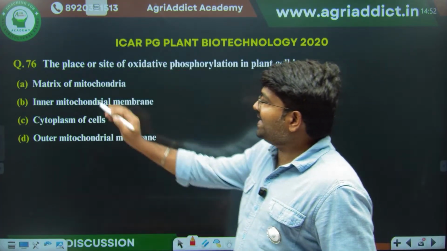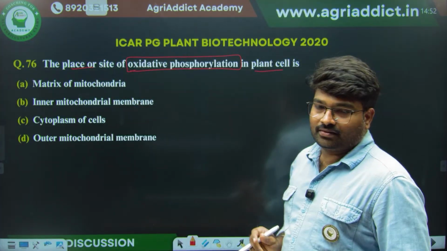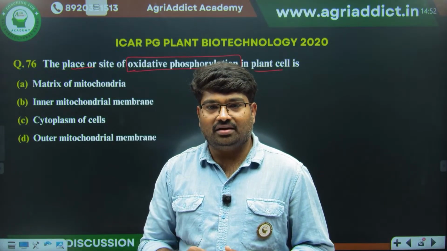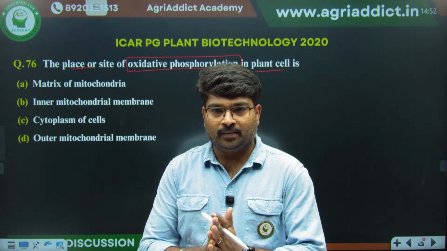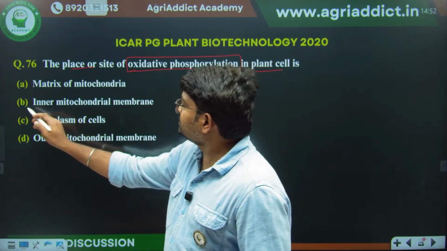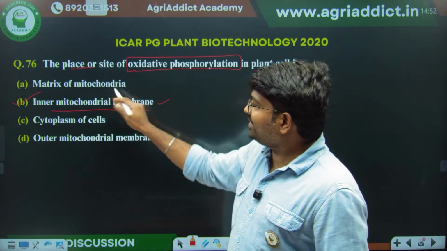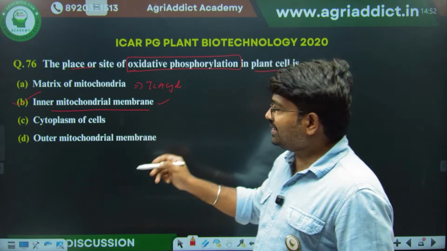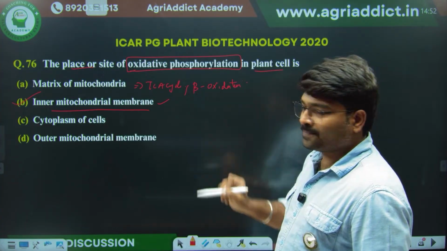The place or site of oxidative phosphorylation is where? Whether in the matrix of mitochondria, inner mitochondrial membrane, cytoplasm of cell, or outer mitochondrial membrane, where will it happen? Yes, inner mitochondrial membrane. It will happen in the inner mitochondrial membrane. In the matrix of mitochondria, the TCA cycle happens. Beta oxidation also can happen. These are some of the important points you have to remember.